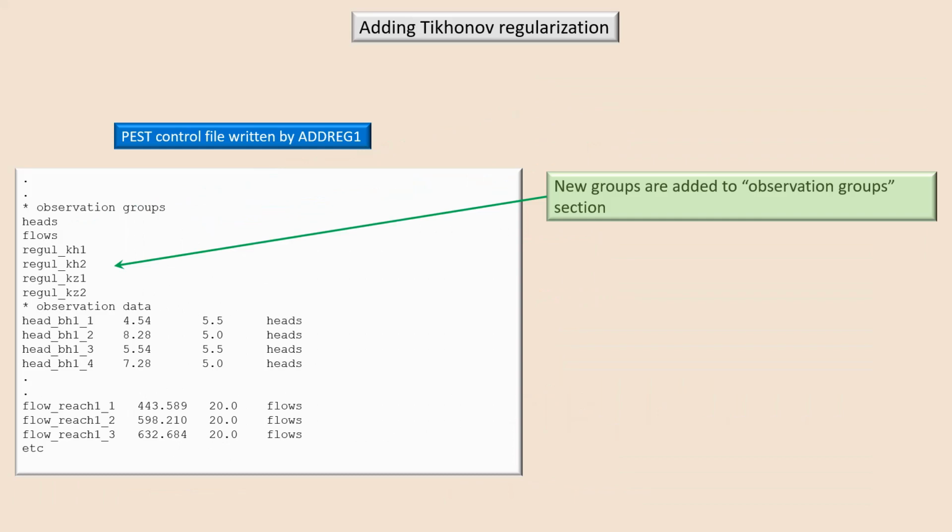Finally, in the observation group section of the new PEST control file, the names of the new observation groups, these are the groups to which prior information equations are assigned, these are recorded in the observation group section of the PEST control file.